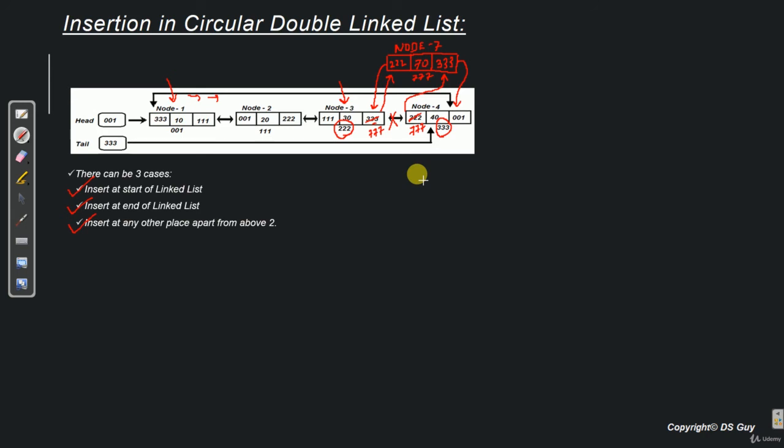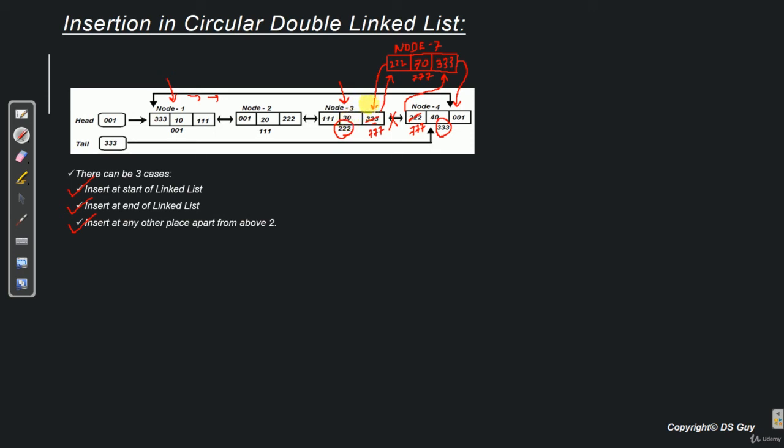Now let's quickly recap what we have done. So we created a blank node called node 7, inserted a value in it. Then we wanted to create a link between node 7, node 3, node 7, node 4. But since we don't know the address of node 3, we have to start from first node, keep traversing and stop at node 3. Now we know the address of node 3.